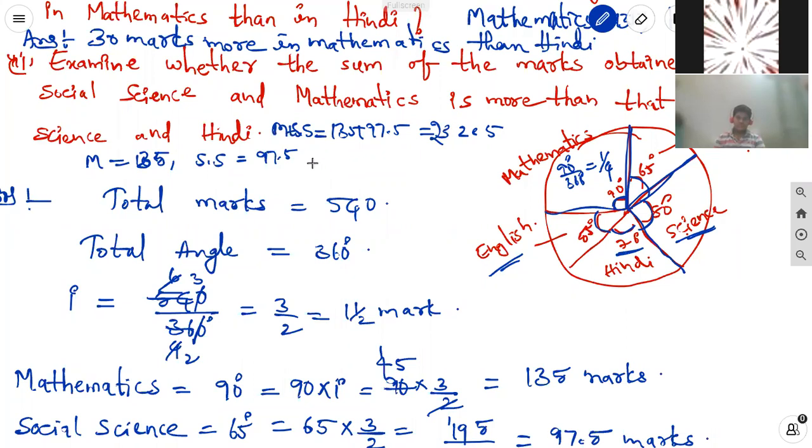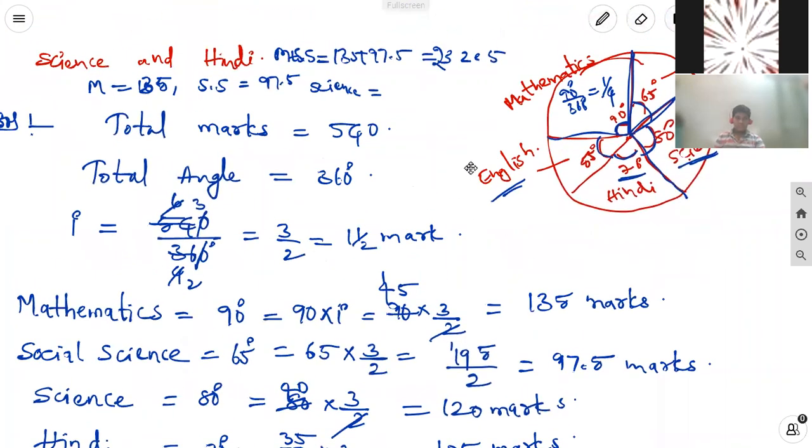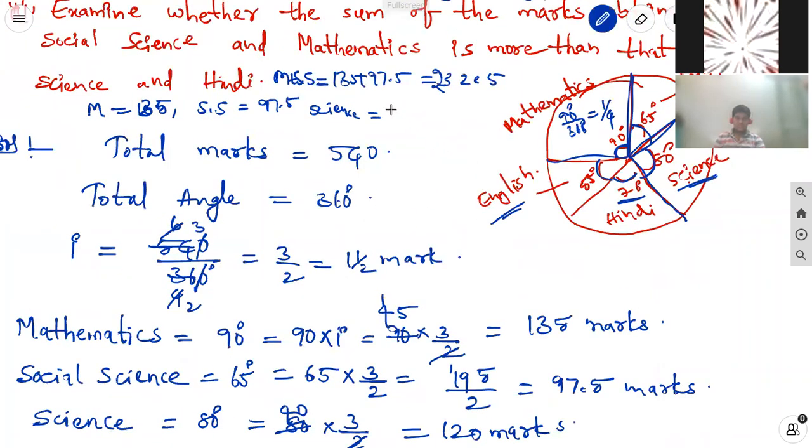Next, science and Hindi. Science marks equal to 120 marks. Hindi marks equal to 105. The science and Hindi marks together equal to 225.